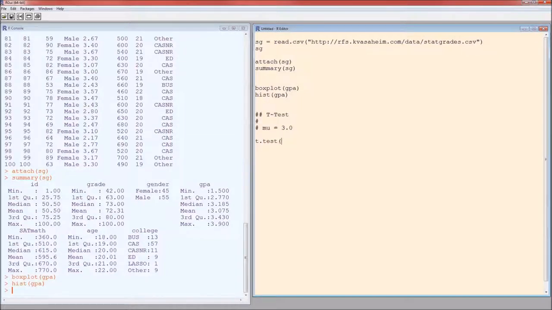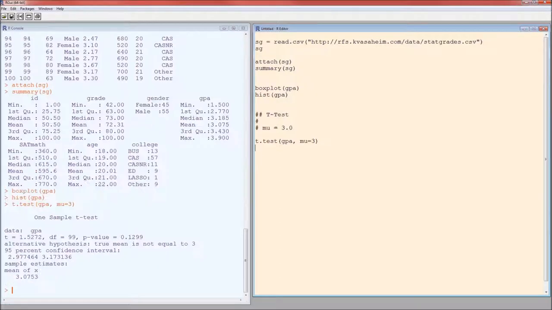Function is t.test. Two pieces of information you got to give it. First is the variable name. The second is the hypothesis. Null hypothesis, mu equals 3. End parenthesis, Control R. Here's the results. A lot of hypothesis tests have the same output structure in R. The name of the test, data set, test statistic, any parameters for the test statistic, p-value, statement of the alternative hypothesis, 95% confidence interval, and the sample statistic.